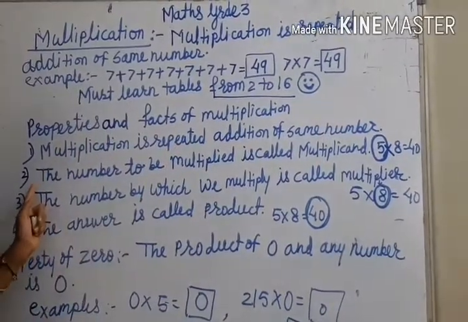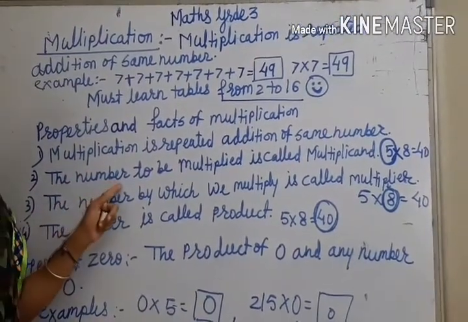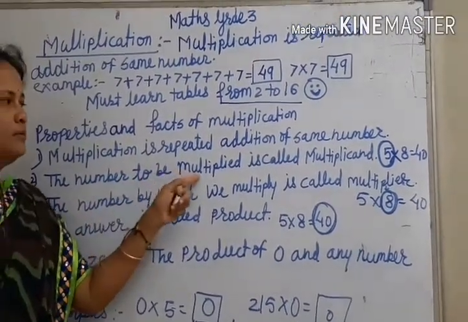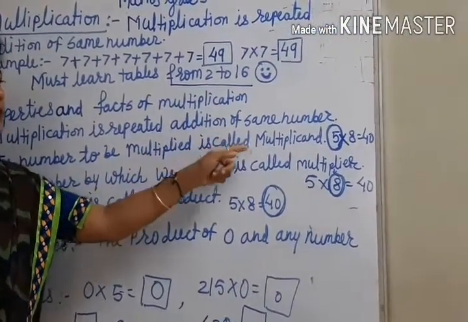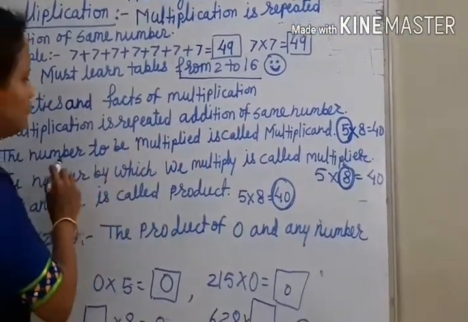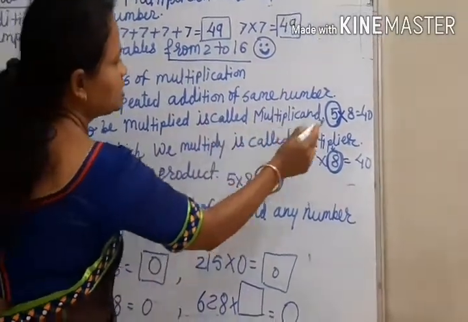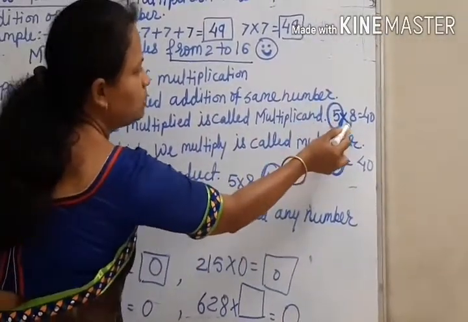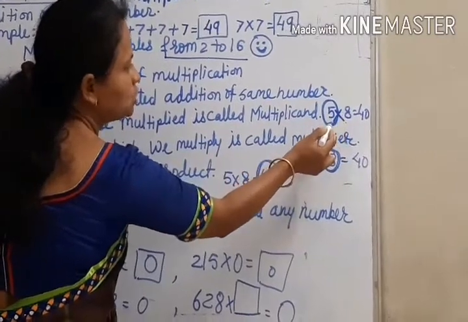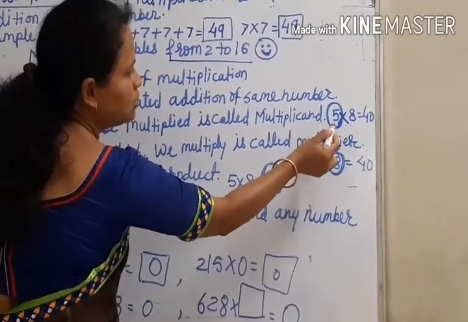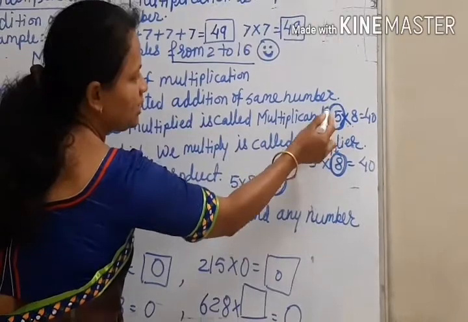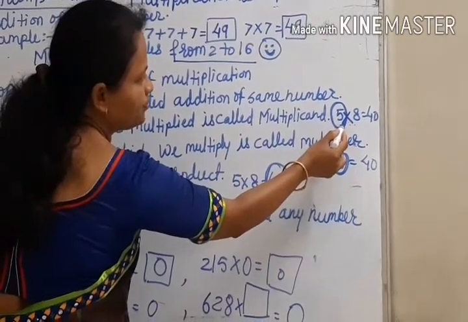The second fact is the number to be multiplied is called the multiplicand. The number which is to be multiplied is called the multiplicand. In multiplication always two numbers are involved. So the number which is before the multiplication sign is called the multiplicand.